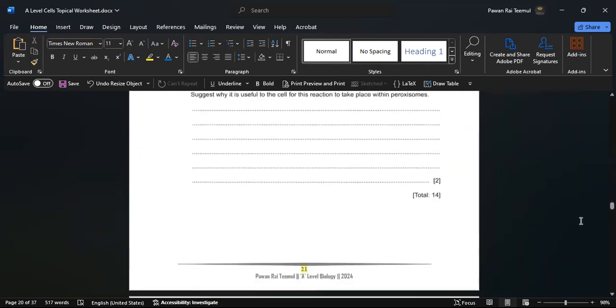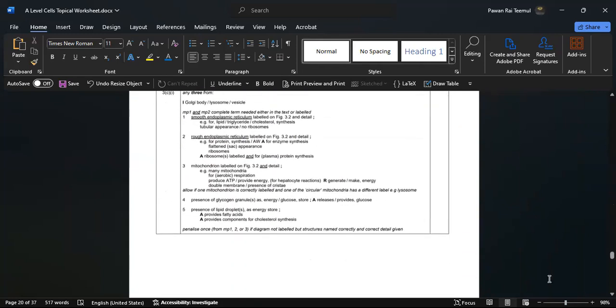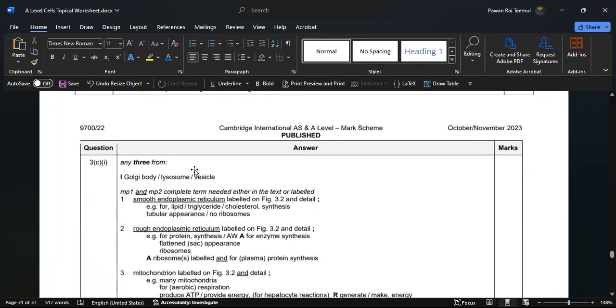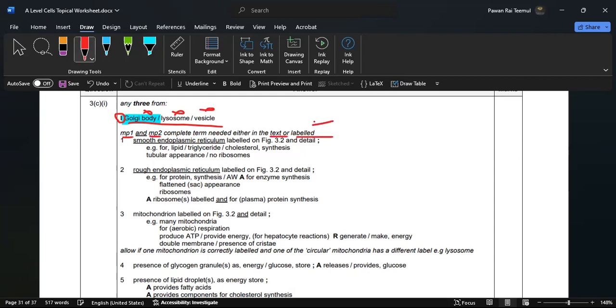So let me see the mark scheme now. Golgi body. Who saw that? No, it was not. It says ignore. There was no Golgi body, no lysosome, and no vesicle. MP1 and MP2 need the complete term, either in text or labeled. Always when you're referring to the smooth endoplasmic reticulum or the rough endoplasmic reticulum, make sure to include the complete term, either labeled on the diagram or referred to in the text.